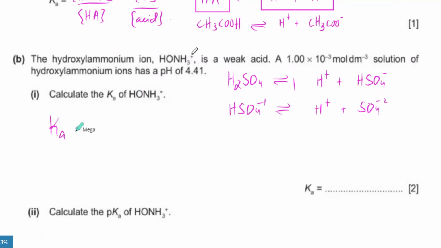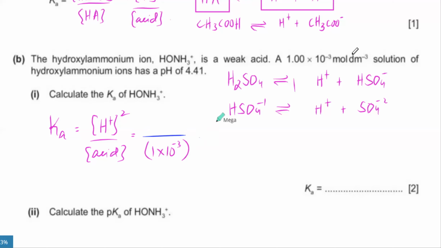K would be H+1 squared divided by the acid concentration. So you just plug in the values that they've given you. What have they given you? They've given you the acid concentration, which is 1 × 10⁻³. So that is provided. They've given you the H+1 concentration as well because they gave you the pH. What is pH? It's 4.41.